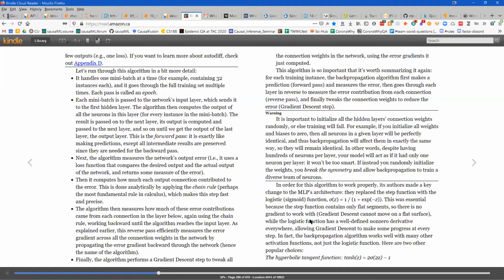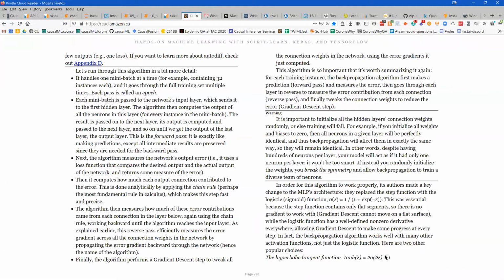And also the other advantage of this over the step function is it has a derivative everywhere and allows the gradient descent to make progress at every step. So he mentions that the backpropagation algorithm works well with many other activation functions. This was the question that Brian raised. There are lots of activation functions, and he talks about the hyperbolic tangent function, which can be computed in terms of the sigmoid function. So this is the sigmoid function. It's just 1 over 1 plus e to the minus z.